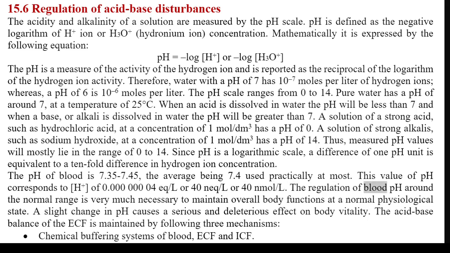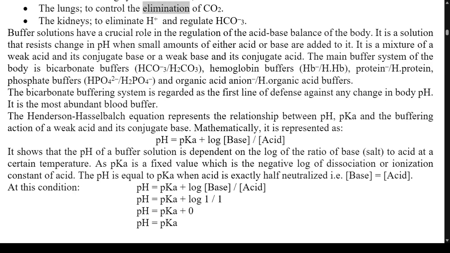The regulation of blood pH around the normal range is very much necessary to maintain overall body functions at a normal physiological state. A slight change in pH causes a serious and deleterious effect on body vitality. The acid-base balance of the ECF is maintained by the following three mechanisms. Chemical buffering systems of blood, ECF and ICF. The lungs, to control the elimination of CO2. The kidneys, to eliminate H+ and regulate HCO3.